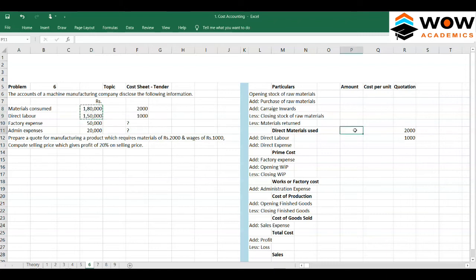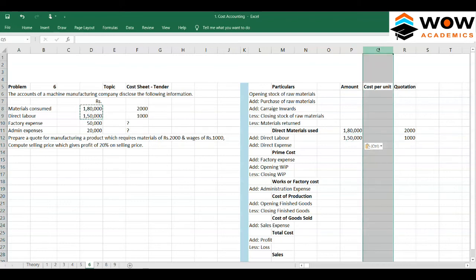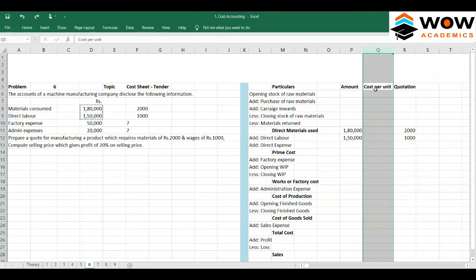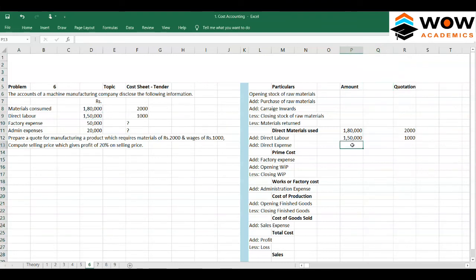So the direct material used would be 1,80,000 and labor cost is 1,50,000. In the sum there is also no cost per unit, so this one is useless. We don't require cost per unit at all. So we'll find out the prime cost. Prime cost is 3,30,000. Here it is 3,000.